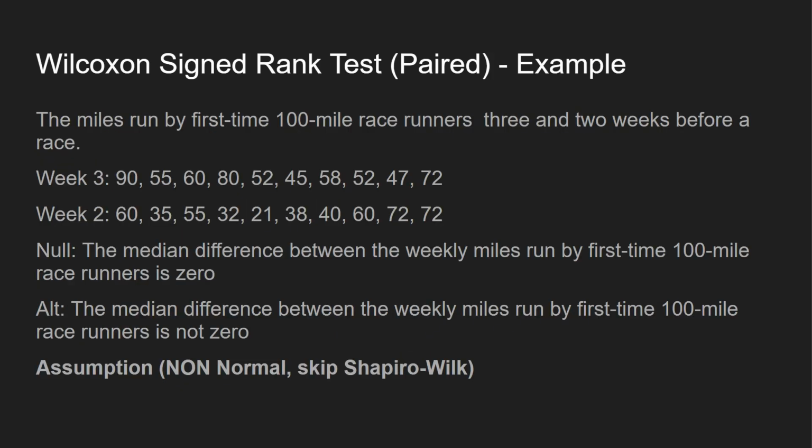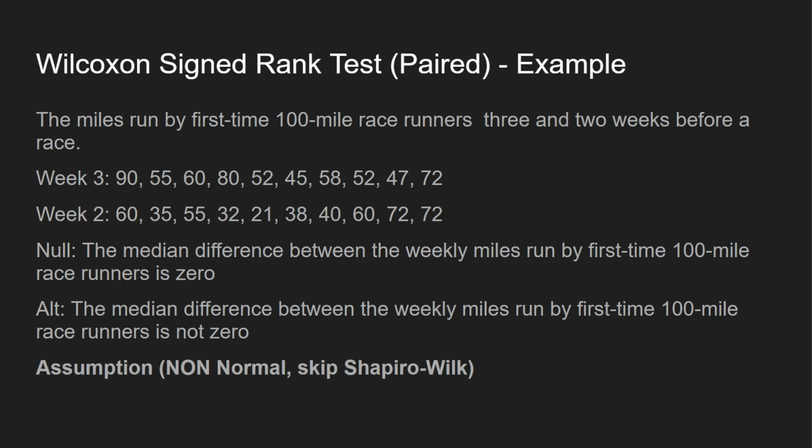So what we're going to look at for this first example is the miles run by first-time 100 mile runners 3 and 2 weeks before a race. The reason why we're looking at week 3 and week 2 is that typically runners taper before a longer race, a marathon or farther distance. And we want to see if any of these runners are tapering between weeks 3 and 2.